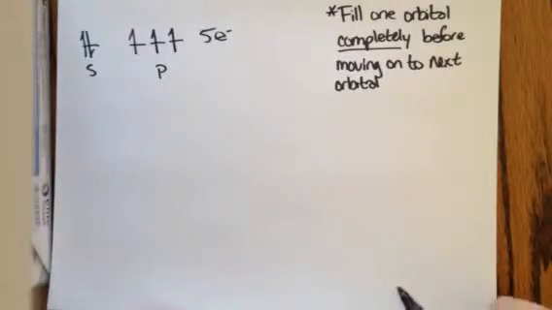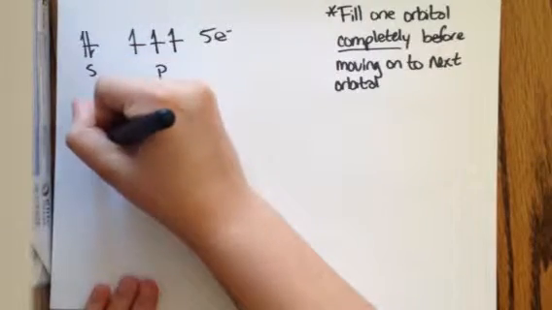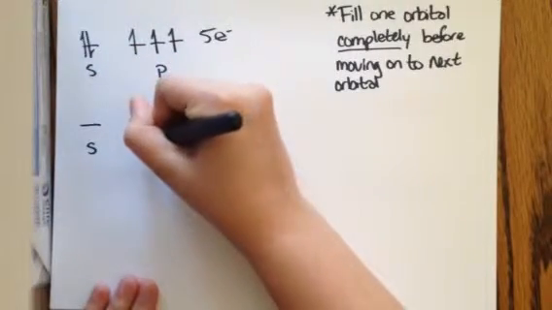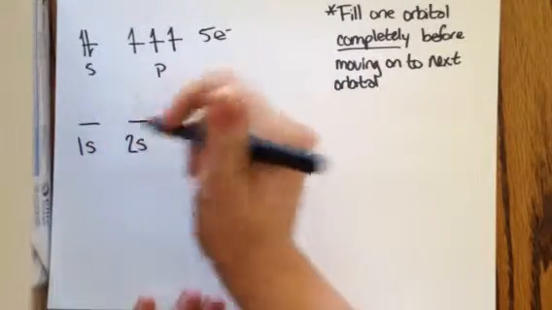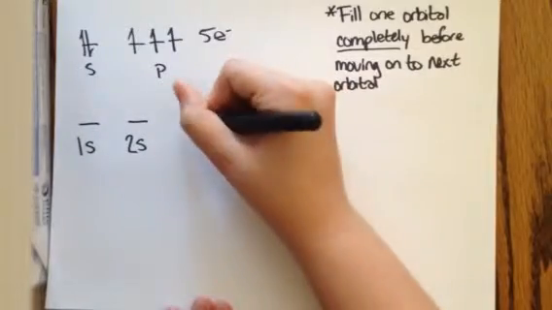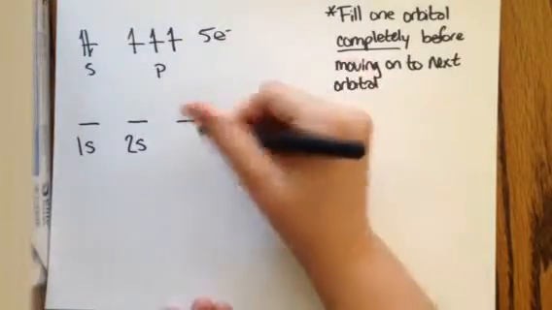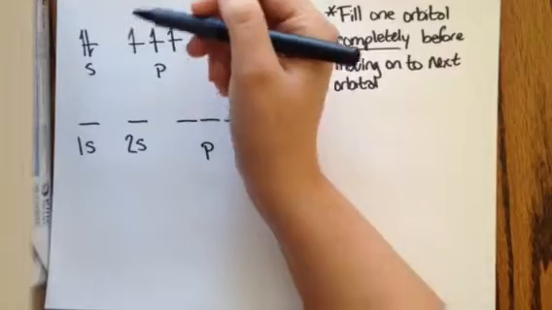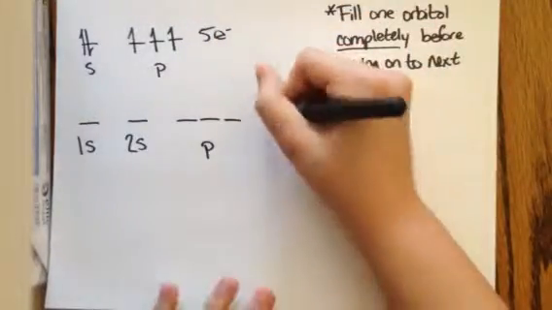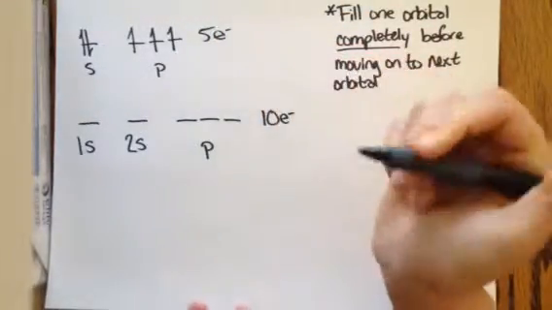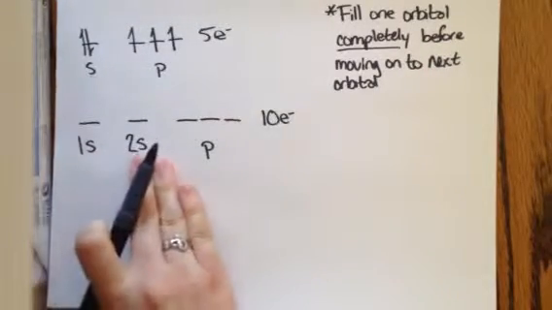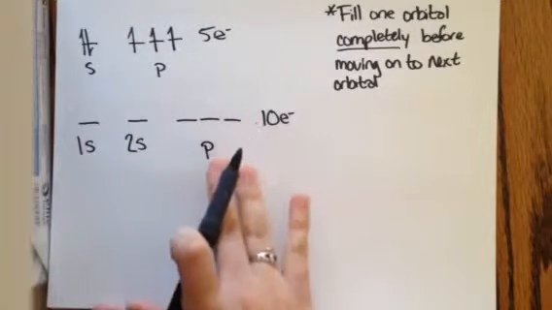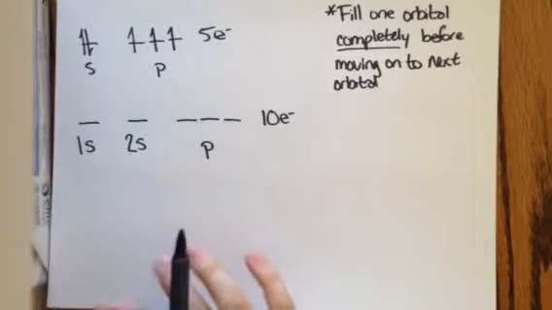Okay, let's make things a little trickier. I've got 1 s orbital. I have a second s orbital. I'll call this one 1s and 2s, just to tell the difference between them. And I have a p orbital. This time I have 10 electrons. So what I'm going to do is fill this one completely, then fill this one completely, and then distribute any remaining electrons into this last orbital.